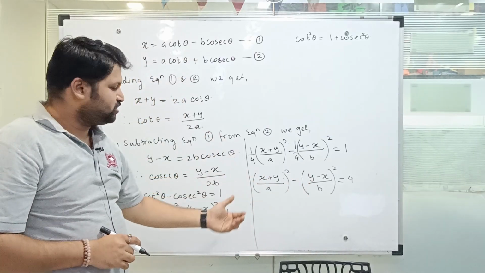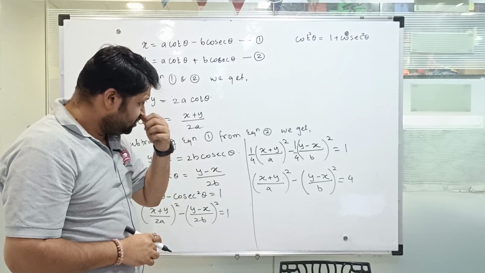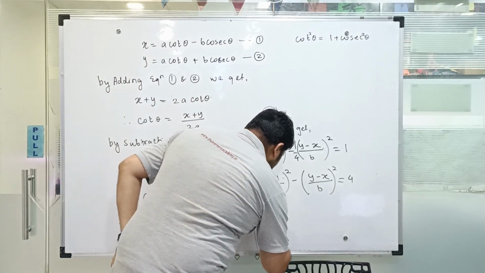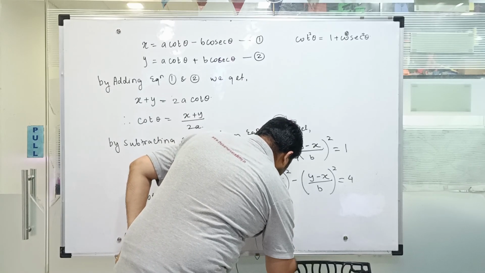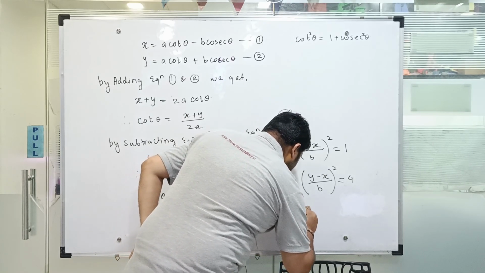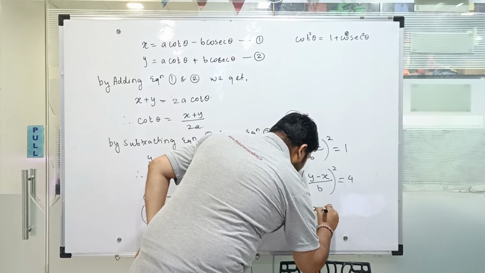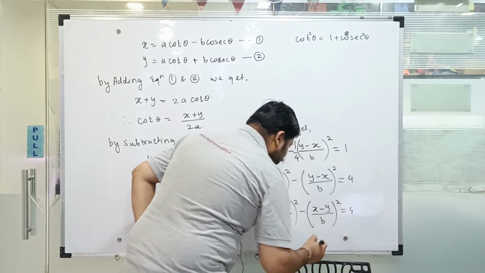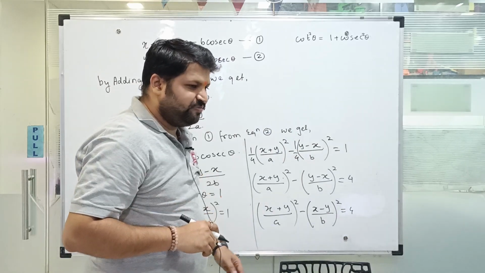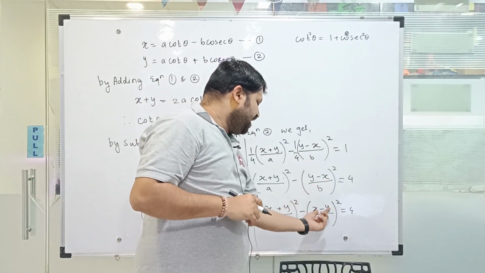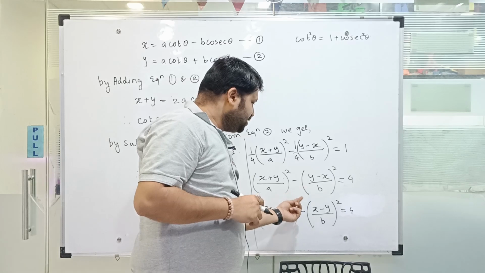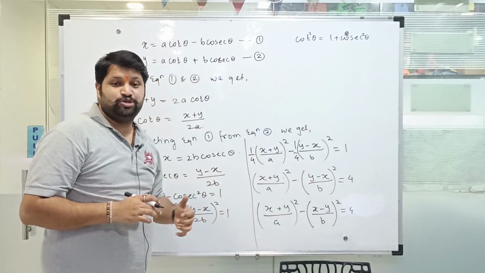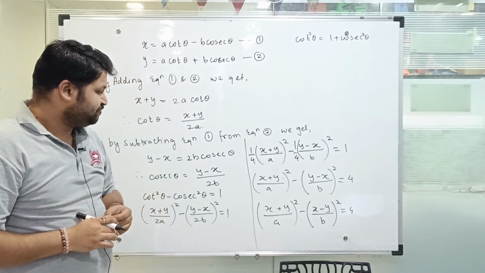I can also further change it a bit and write it as (x plus y upon a) square minus (x minus y upon b) square is equal to 4. Now, though I have changed the sign here, I have not changed the sign outside because we are taking a square. Now, y minus x or x minus y square is always going to remain the same.